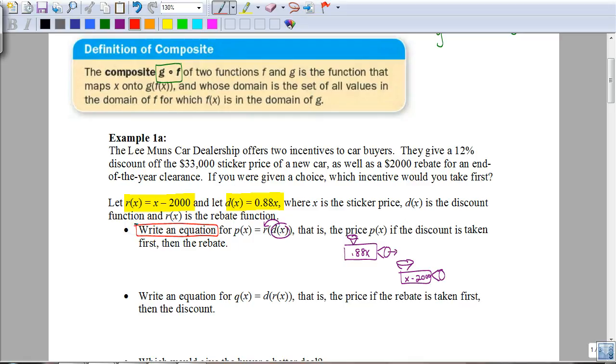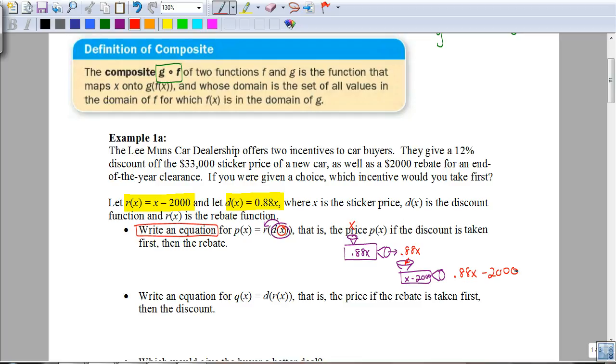So the equation for this first one is going to be, if I put x into function D, what am I going to get as my answer? Well, when I put x inside, if you remember, this is my input. If I input x in for x, it's going to stay 0.88x. Now if I put that into the second function, I'm going to replace x with 0.88x. When I do that, I get 0.88x minus 2,000.